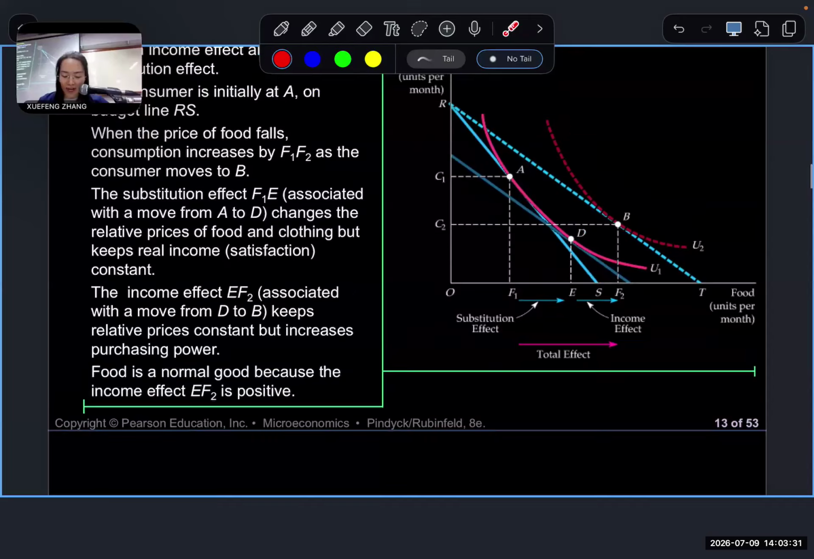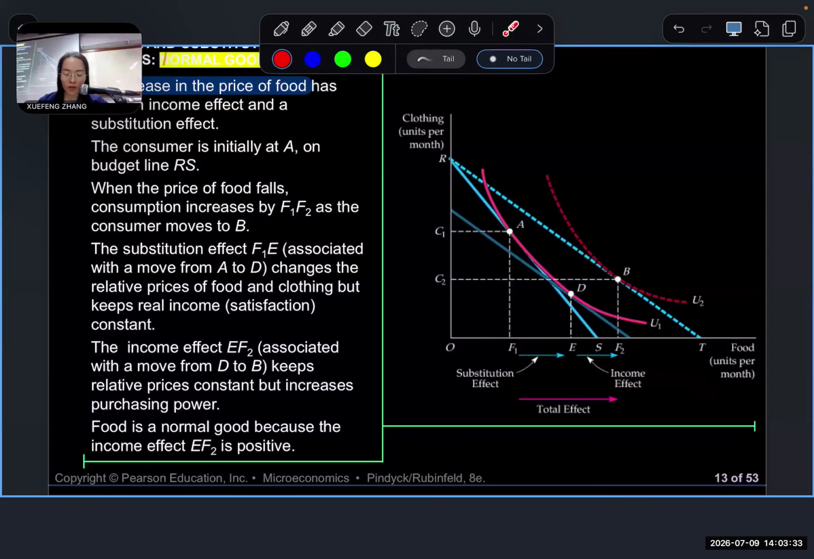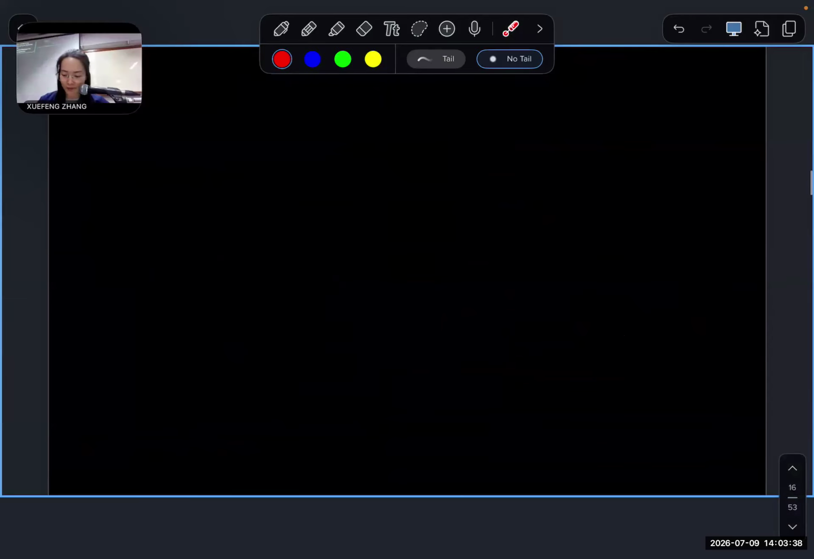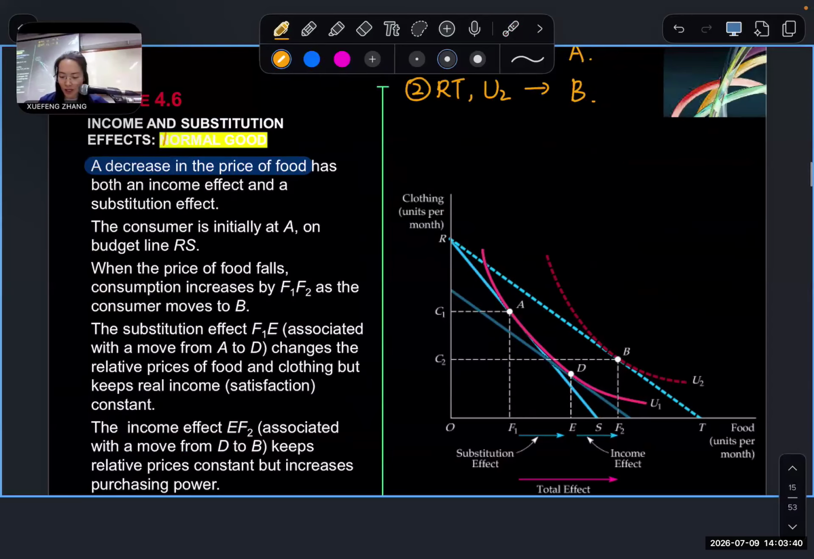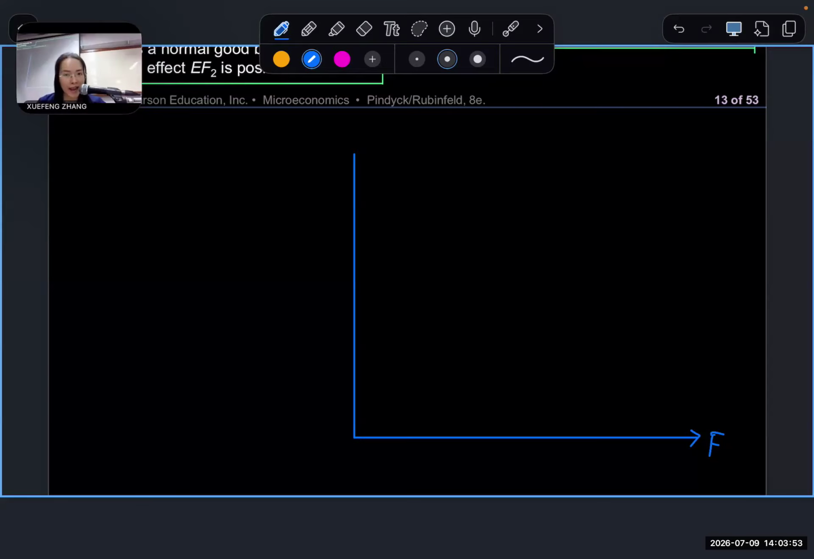I know it's quite confusing, so I'm gonna draw the graph step by step, and then I'm gonna show you, okay? So let's do it. So here we have two goods. I'm gonna use the blue line. You should be able to draw the graph, okay? So we have food on the x-axis. And you have to know which line you should draw first. Otherwise, you just get confused. And on the vertical axis, we have clothing.